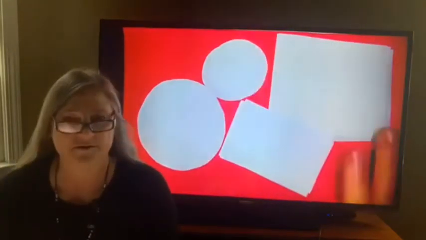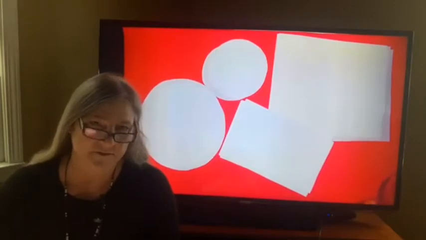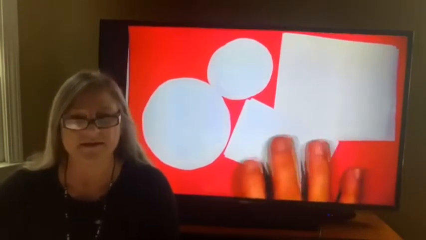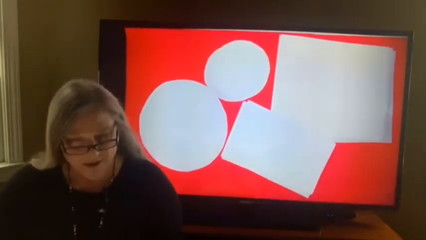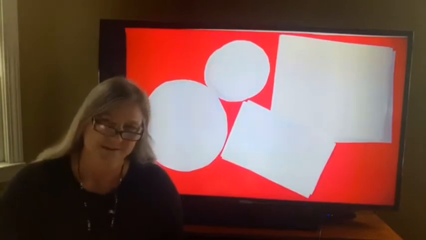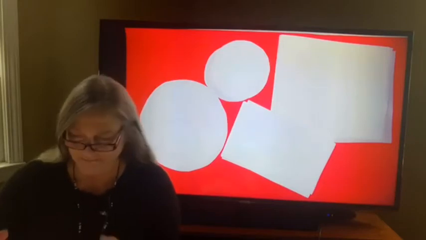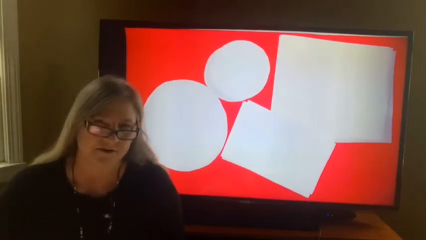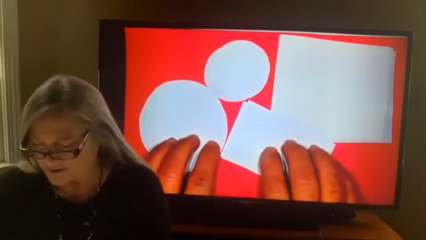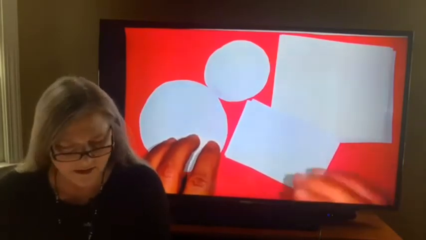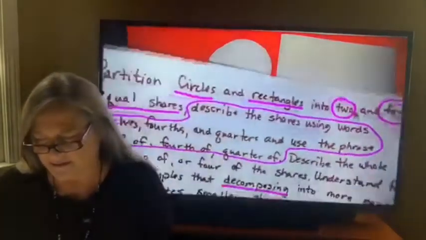So they've found some circles and some rectangles around the house, and they've traced them, and then they cut them out. So the teacher is the facilitator. In this case, you're the teacher now. So let the students do this work. It helps their understanding. So they've cut out our rectangles and our squares. Now let's talk about this first piece of the standard.